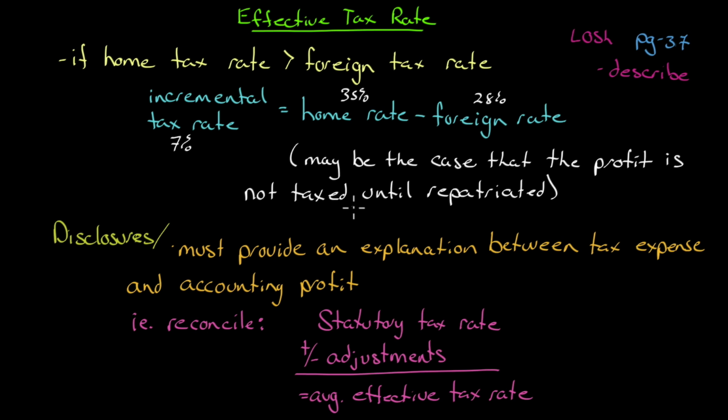Disclosures. Companies must provide an explanation of the relationship between the tax expense and accounting profit. What this means is that you have to reconcile the statutory tax rate with the average effective tax rate that you paid. So if the statutory tax rate is 35% and your effective tax rate is 28%, there'll be a bunch of adjustments showing how you got from 35 down to 28%. And we're going to see some of these adjustments shortly.